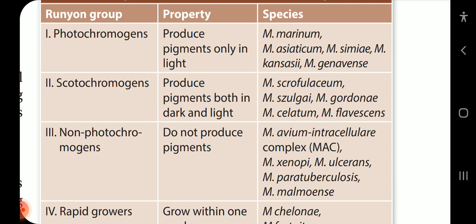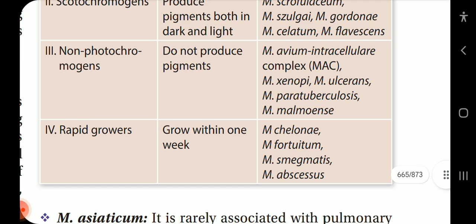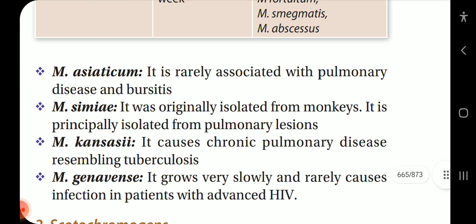M. scrofulaceum, M. szulgai, M. gordonae, M. flavescens, etc. Non-photochromogens do not produce pigments, like M. avium intracellulare complex, MAC, M. xenopi, M. ulcerans, etc. M. paratuberculosis. Rapid growers grow within a week: M. chelonae, M. fortuitum, M. smegmatis, M. abscessus, etc. M. asiaticum is rarely isolated, with pulmonary disease and bursitis.